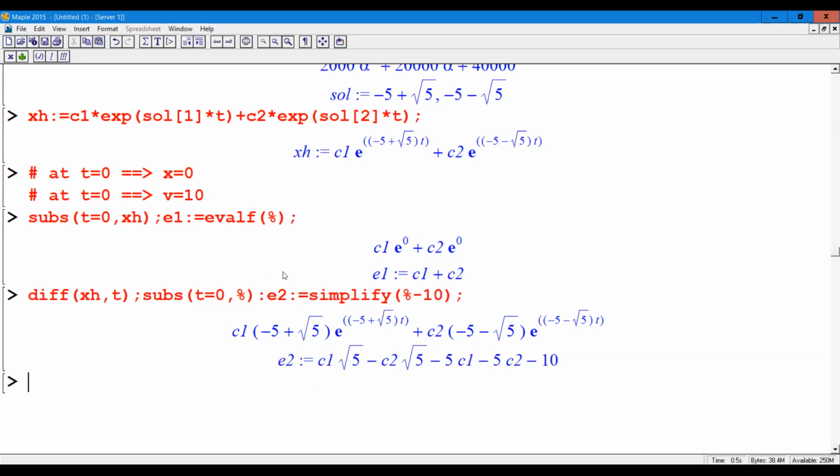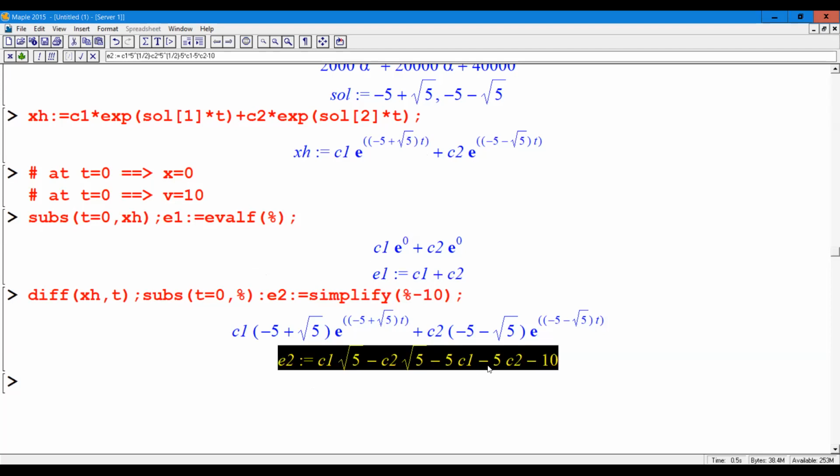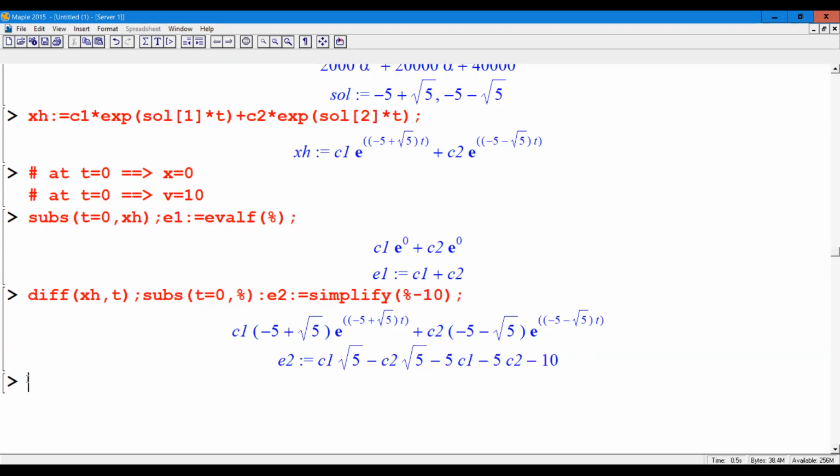We have two boundary conditions. The first one is this term, C1 plus C2, when t is equal to 0 at x. The second boundary condition is this term when t is equal to 0 at x dot, it must be equal to 10, or it will be minus 10, it must be equal to 0. So we can solve now.